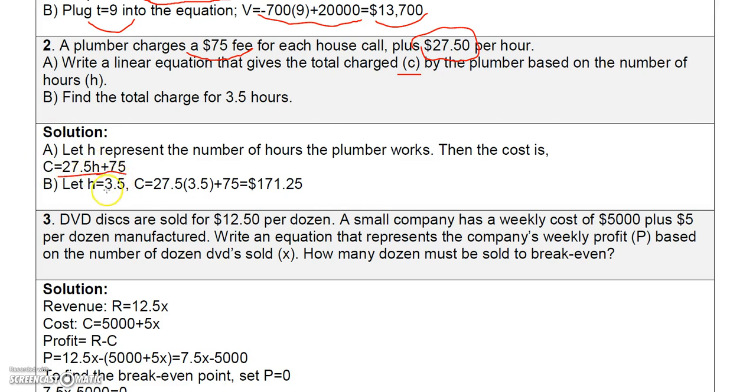It's just that instead of Y we're using C and instead of X we're using H, but it is a linear relationship. And then the second question says find the total charge for 3.5 hours. So all we do there is let H equal 3.5 in this formula, so put 3.5 in for H and you get 27.5 times 3.5 plus $75. And when I put that in the calculator, I got $171.25.